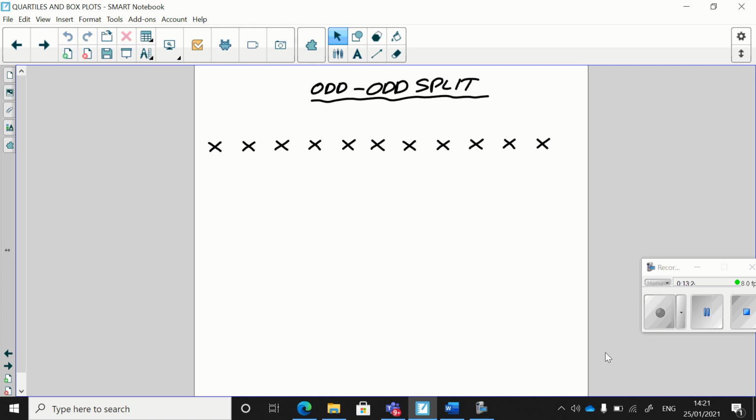Right. Odd split. So it looks like we've got an odd set of numbers here. Looks like we've got 11. 11's odd. You're going to land bang on a number in the middle. Okay. If that's the case, you're hitting it directly. So that is Q2. Okay. We're now going to look to the left and the right hand side of Q2. We do not include Q2 in either side because there's a danger of double counting. Okay. So we ignore that and we just look at the left hand side and the right hand side.